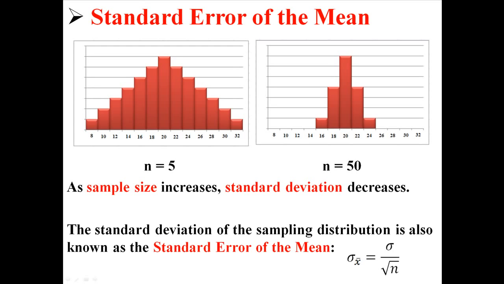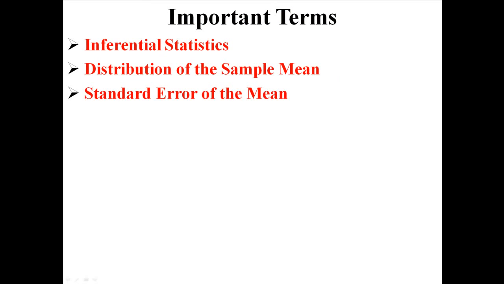And I have that right there in the lower right, which is the standard deviation of the sampling distribution is equal to the population standard deviation divided by the square root of your sample size. And that's all I want to talk about here. Just remember what inferential statistics is and know how to find the distribution of the sample mean and the standard error of the mean.